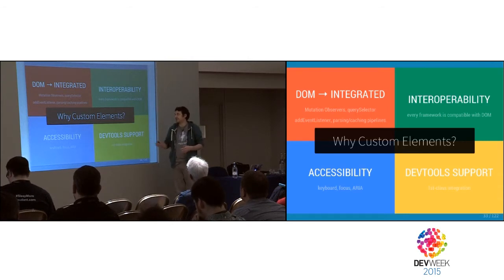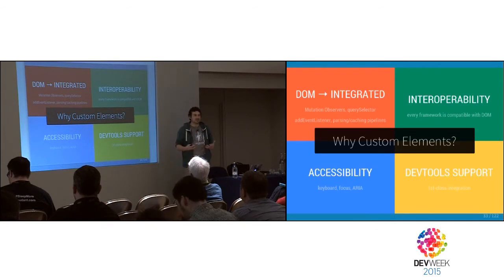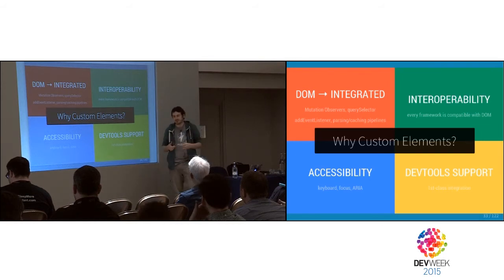So mutation observers that are coming along, query selector or add event listener, you get all the benefits of the browser understanding this sort of stuff and being able to natively cache and deal with pipelining and all the various performance benefits that the browser gives you.